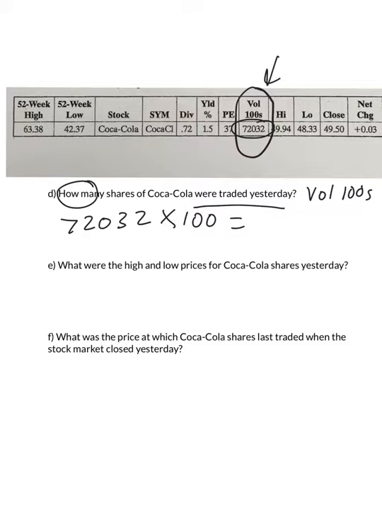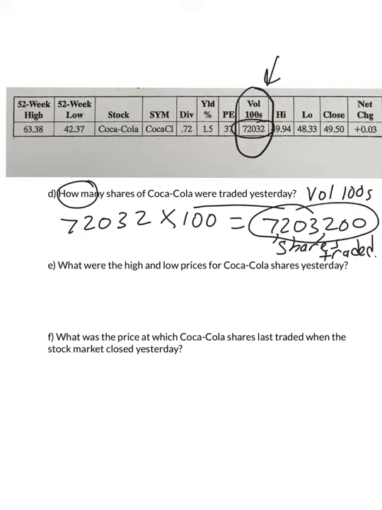So when I multiply by 100, I'm going to simply insert 2 zeros at the end of this number. So 72032 with 2 zeros at the end, which I'm seeing is really representing 7,203,200 shares were traded yesterday. Final answer to D. E says what were the high and low prices for Coca-Cola shares yesterday? So not over the last 52 weeks like part A of this question said, yesterday.